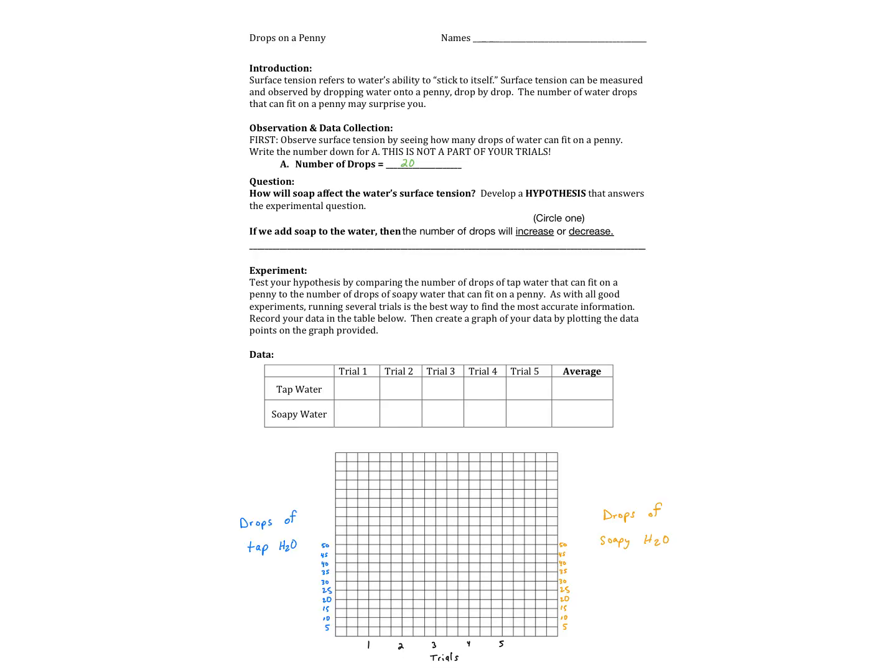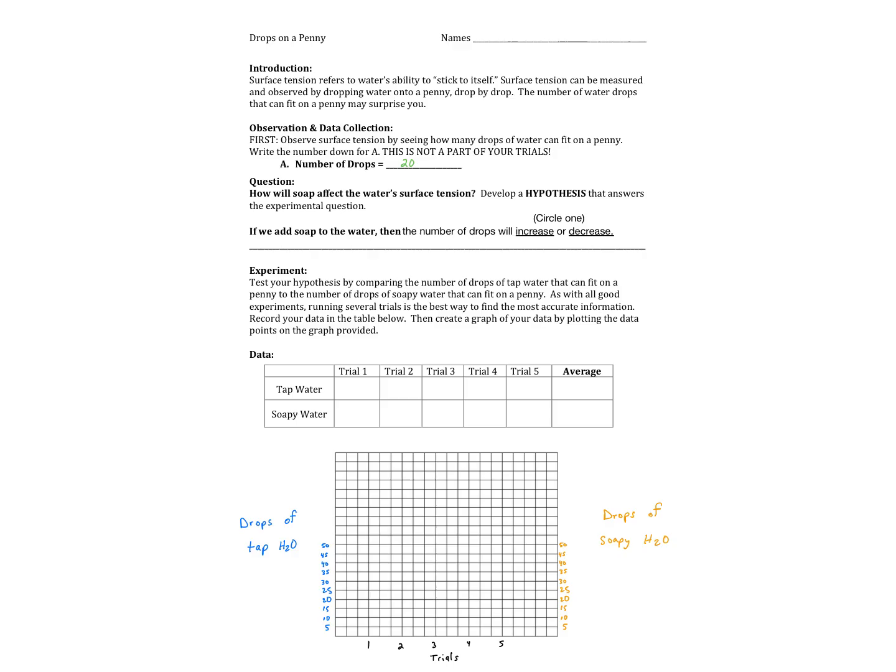Drops on a penny, you're going to be working with your table partner, so the person sitting next to you. We're going to be counting how many drops of tap water you can put on a penny and how much will fit. And we're going to be counting how many soapy water drops you can fit on a penny.